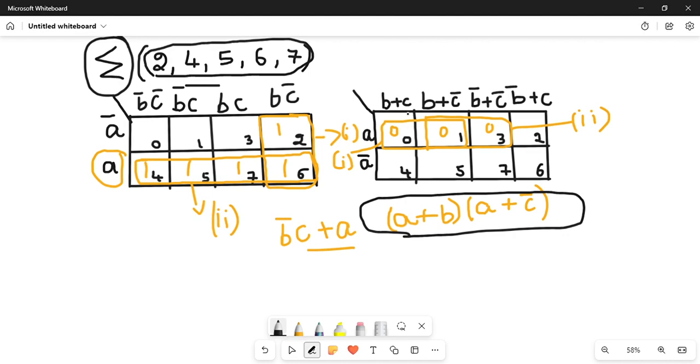Here on the top of the cell number 0 you have B plus C, and on the top of the cell number 1 you have B plus C bar, and from this you are supposed to take it as a common. So what do you get? You get B, right? B is common over here, and here this is A, and in between these two you have common as B, so then it will become A plus B, and here also the same it is.